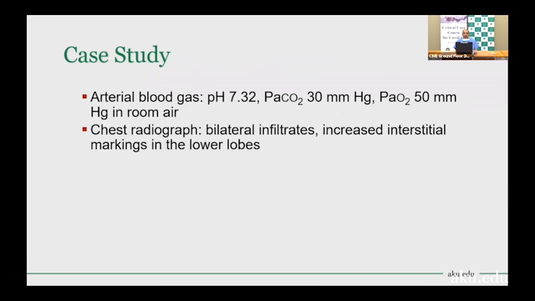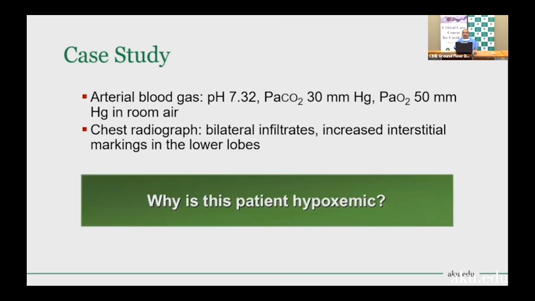And you did the chest radiograph and you find the same picture like the first radiological picture I've shown you in the previous slide. You have interstitial marking in the lower lobe. So the question is, why does this patient have a hypoxemic respiratory failure? This is important to know. And you need to try to learn that.